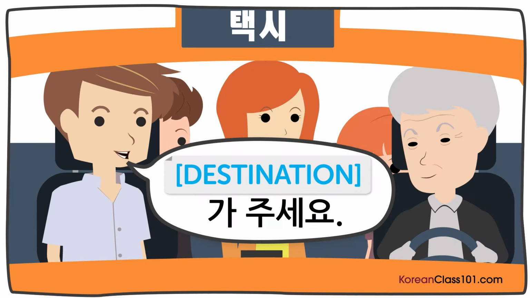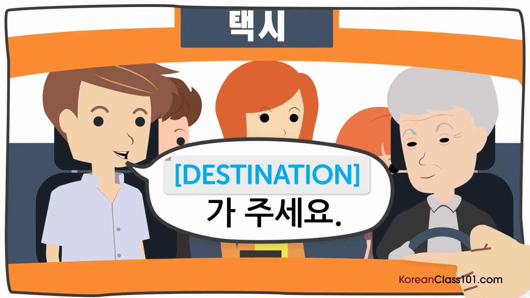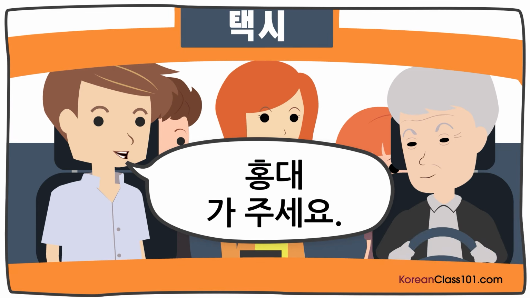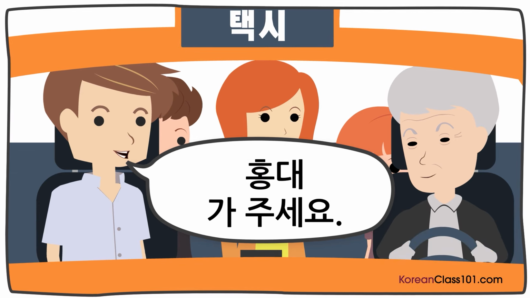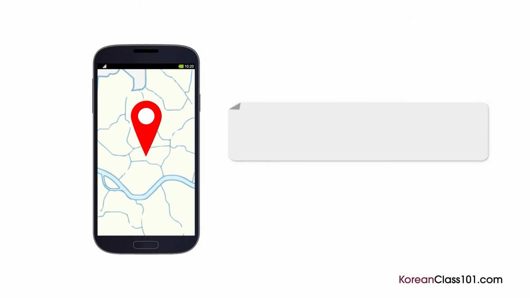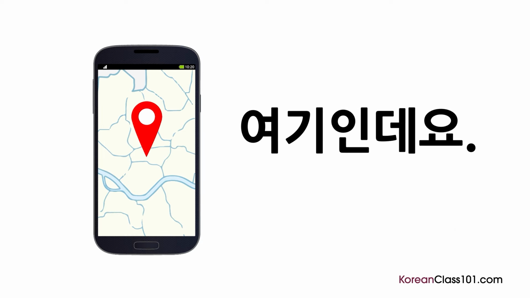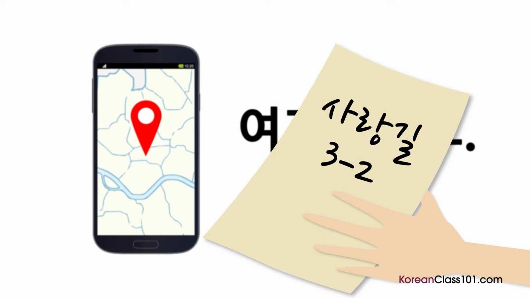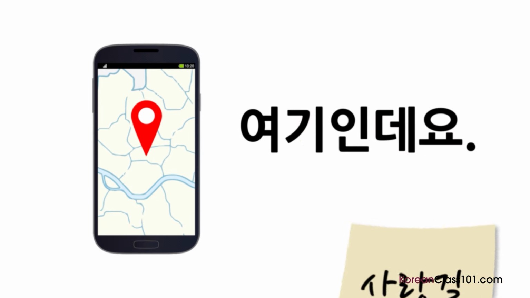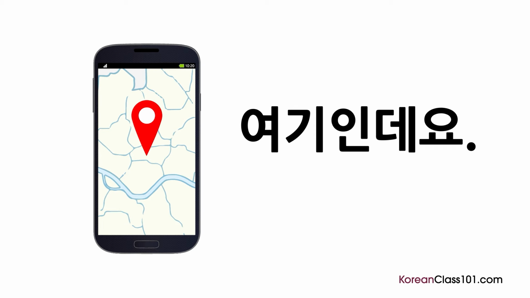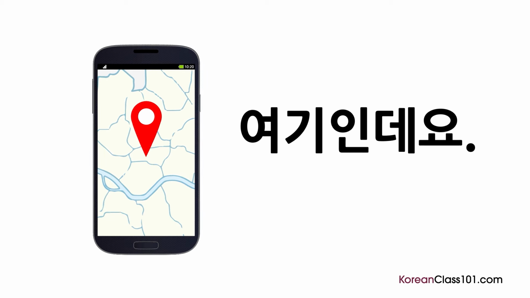To give directions to the driver, say your destination and 가주세요. 홍대에 가주세요. Sometimes, the driver may not know the location. In that situation, show them the map on your phone and say, 여기인데요. It means it's here, or if you have the address written on a piece of paper, give it to the taxi driver. The driver will enter the address into the navigation system to get the route.